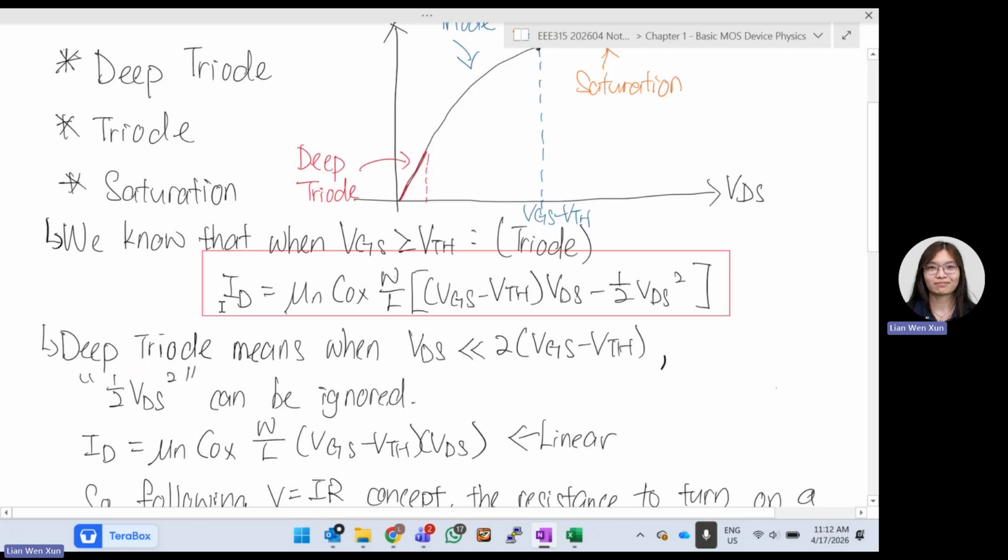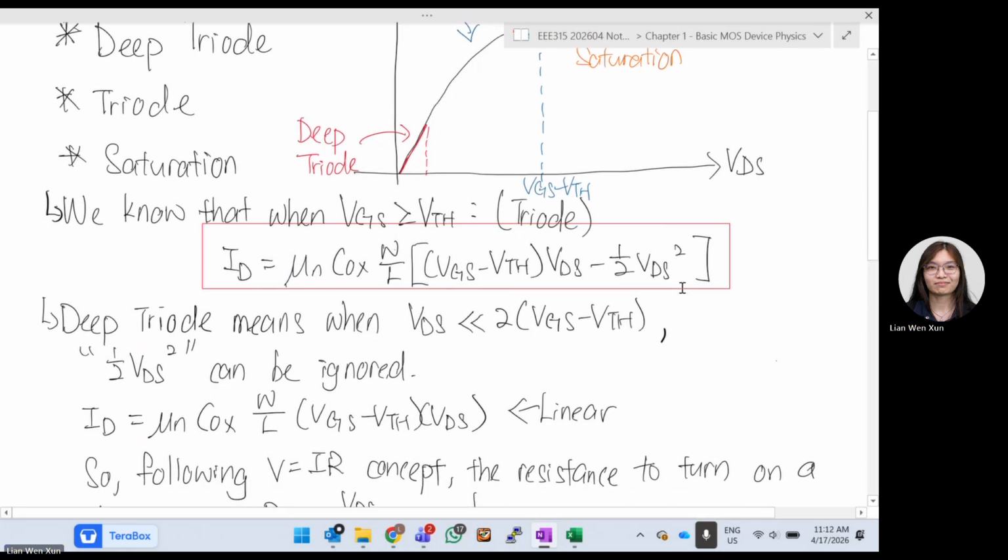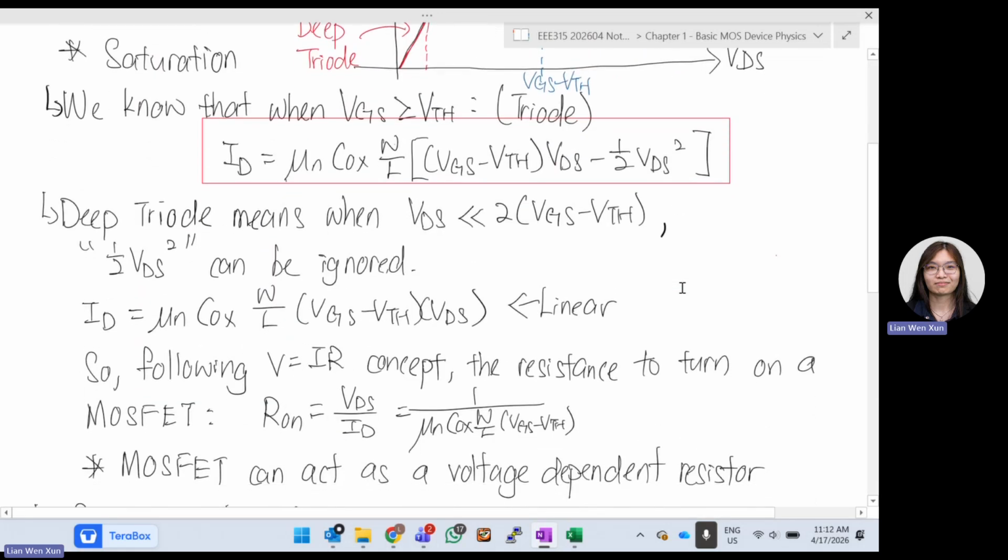We said that the drain current will be mu_n C_ox W over L, (VGS minus VTH) times VDS minus half VDS squared. So the drain current is affected by your gate voltage and also by your drain-source voltage. That's for your triode region, so just remember this. Deep triode means that your VDS, your drain-source voltage, is very, very much lower.